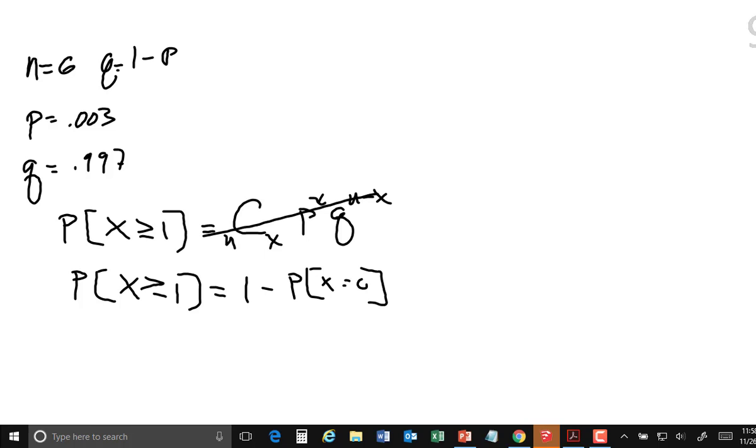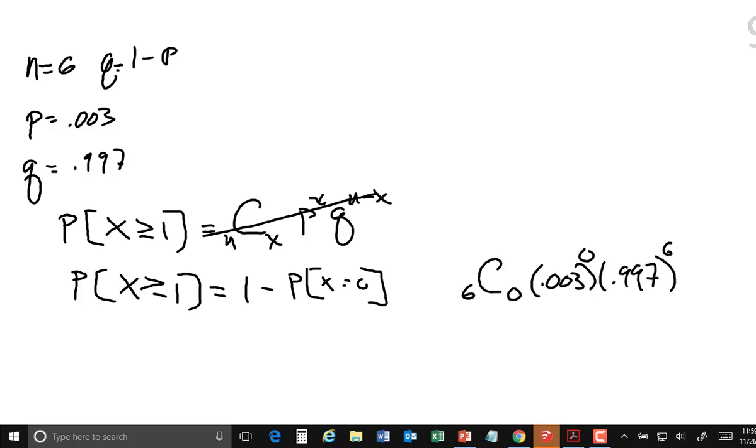Well, if none of them are contaminated, we're going to have C, where N is 6, and X is the number of contaminated, which came out to be 0 this time. And P, we already know what P is. It's 0.003, but it was all failures, correct? So this is raised to the 0. And then we have 0.997, raised to N minus X, so they're all failures.